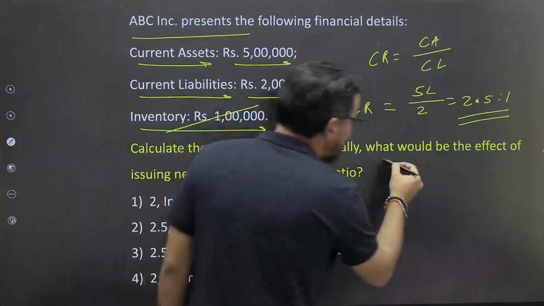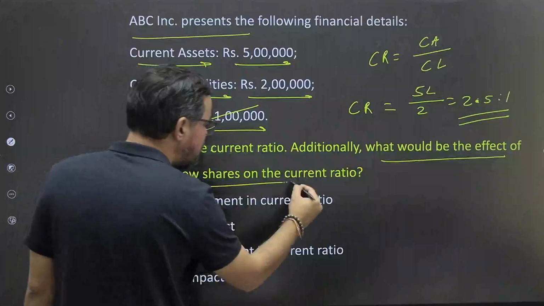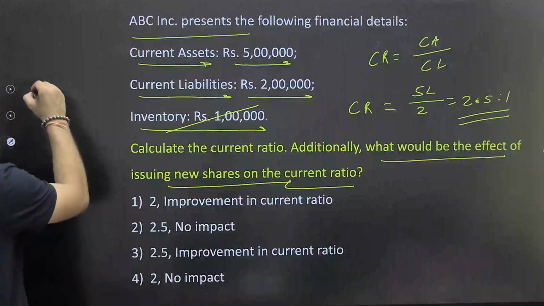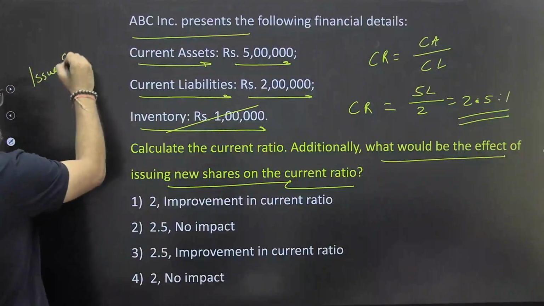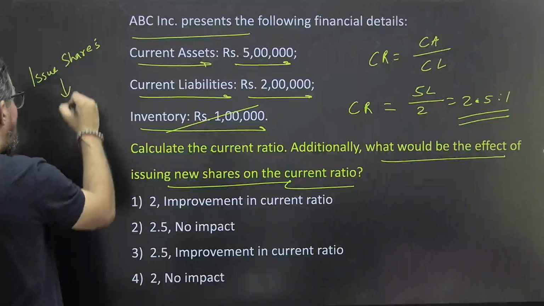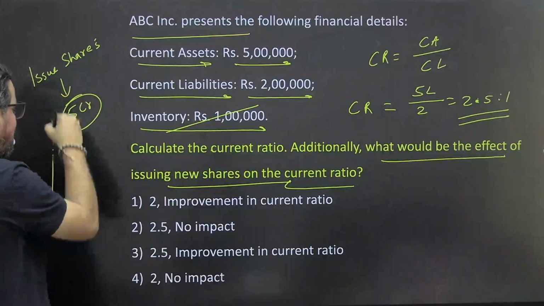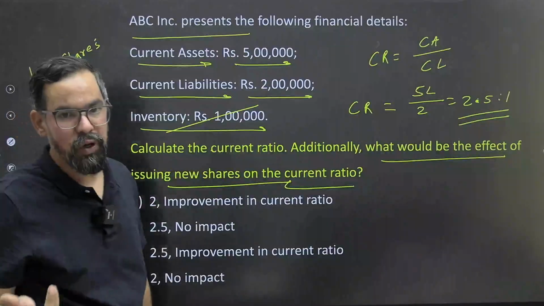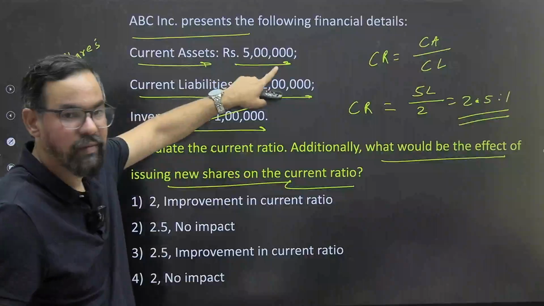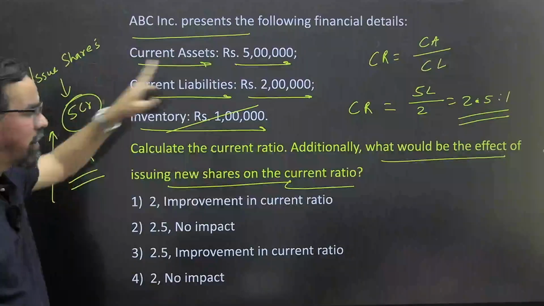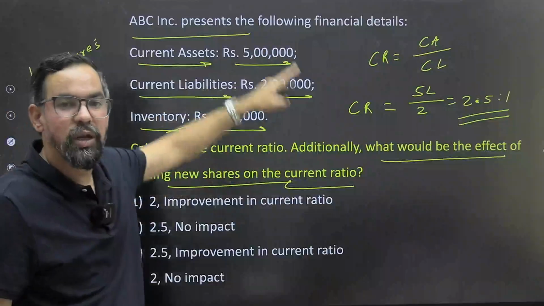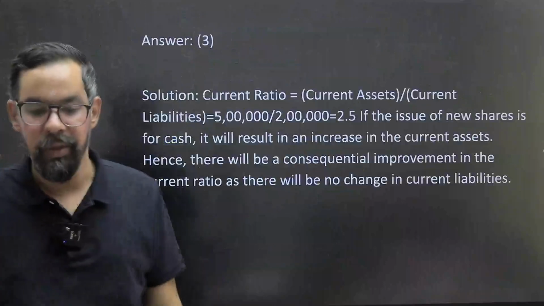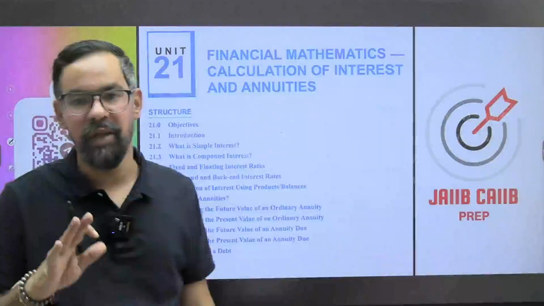The other question is, additionally, what would be the effect of issuing new shares on the current ratio? Let's say during that period the company issues shares worth, let's say, 5 crores. Initially it will increase the cash component of the organization. Earlier it was 5 lakh, now it becomes 5 crores 5 lakhs, right? So that means your current ratio will improve or increase. So improvement in current ratio will be the right answer for this question. This kind of interpretation question they sometimes ask in your examination.